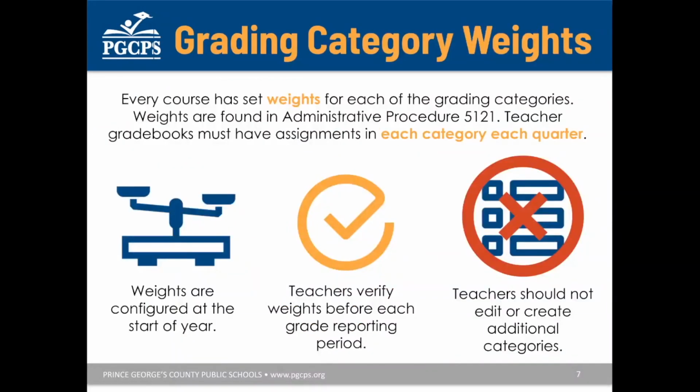In the grading AP, there are weights established for each course in each of the three grading categories: classwork, independent assignments, and assessments. Teachers will need to ensure there are assignments for each of the three categories in their gradebook. At the beginning of each school year, category weights are configured in the gradebook in SchoolMax per AP 5121. Teachers will need to verify those weights at the beginning of the grading period. However, not edit or create additional categories.